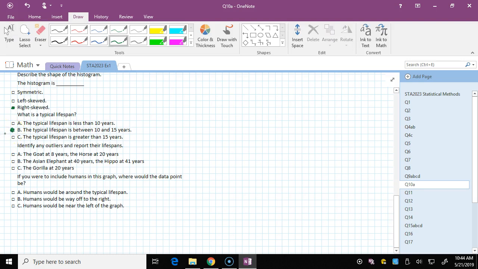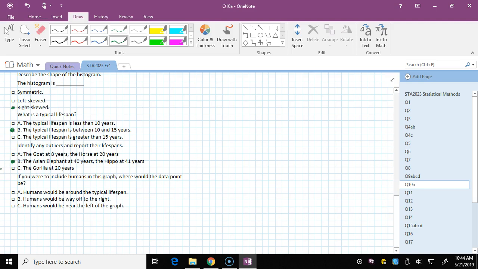All right, next one says, identify any outliers. Who do you think are our outliers? B, right? The elephant and the hippo, because there's a giant gap between those. And those are the first 2 guys that we talked about.